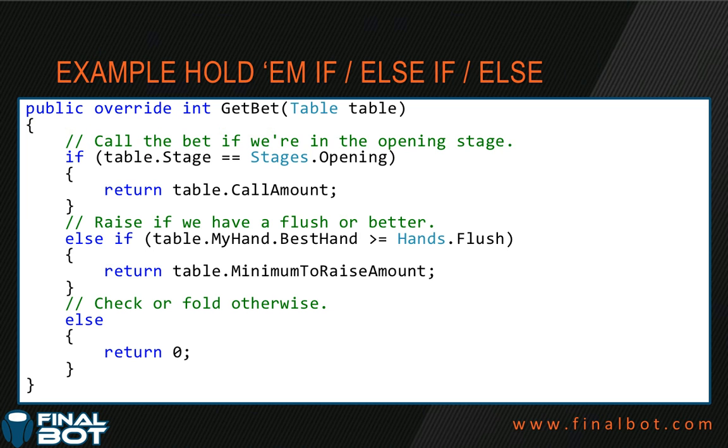And then finally, we might return a 0, which simply says it'll check or fold depending on whether or not the call amount is greater than 0. The nice thing is we don't have to worry about the details of how many chips to bet. We can simply return call amount, minimum to raise amount, or 0 for the majority of cases.